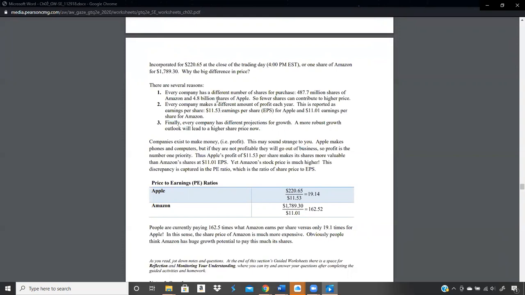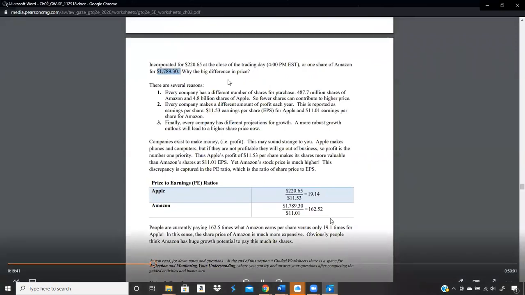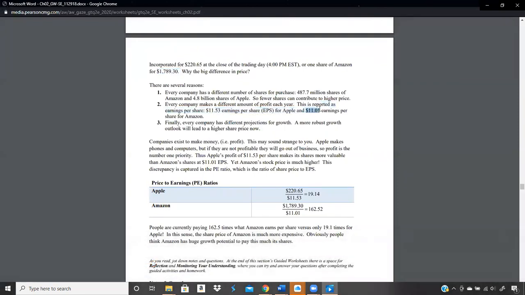So we take the price per share, which they said down, I thought they had it up. Yes, they do. They have it up here at $220.65 for Apple. And then we're going to divide it by its earnings per share, which was $11.53. You can see that done right here. You would just jam those in a calculator and you'd get 19. Amazon, however, had that very, very high price of $1,800 roughly per share. And then the earnings per share was $11.01. And when you divide those, you get 162.